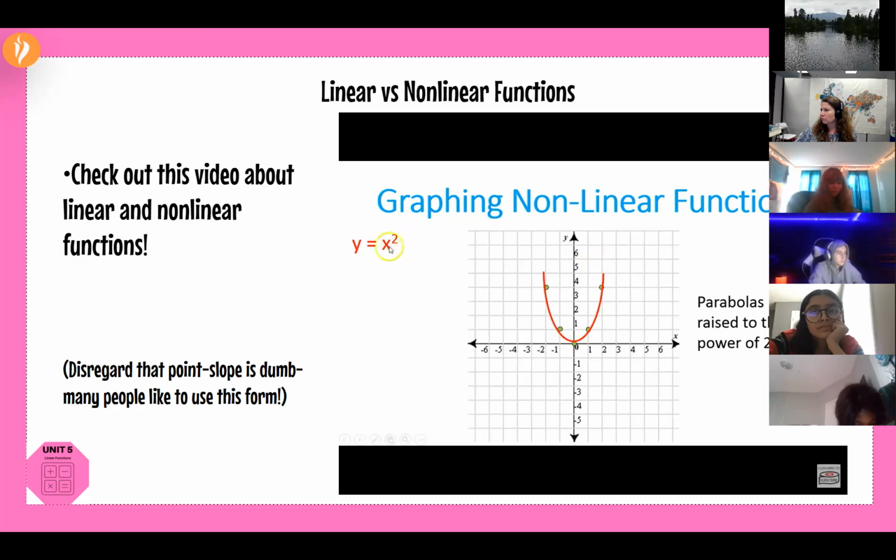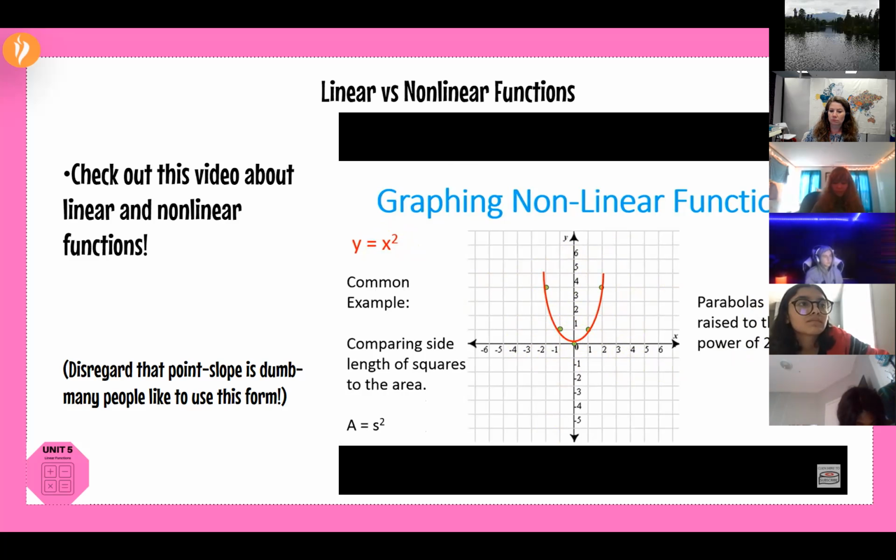Adding numbers on the end or putting numbers in front or making it negative will shift this graph up and down, side to side, flip it upside down so that it's opening downwards instead of upwards, or make it narrower or wider, but you're still going to get that general curved shape. All right, so that's one very common example of a nonlinear function: y is equal to x squared.